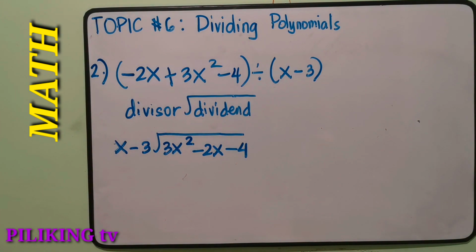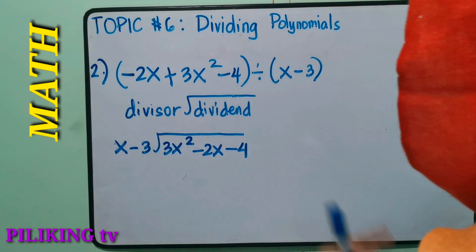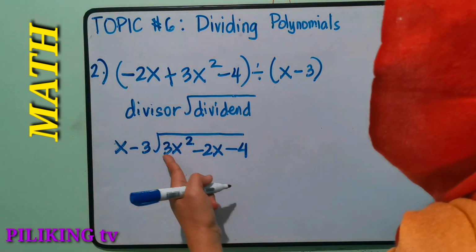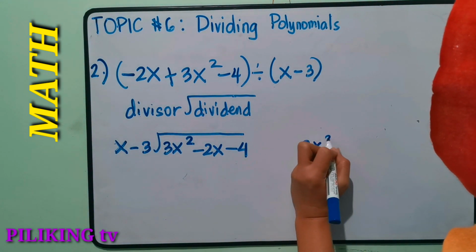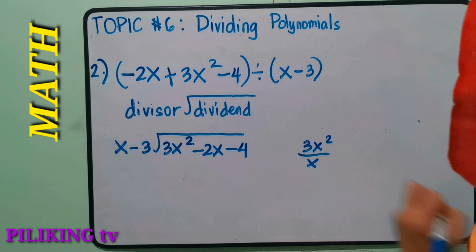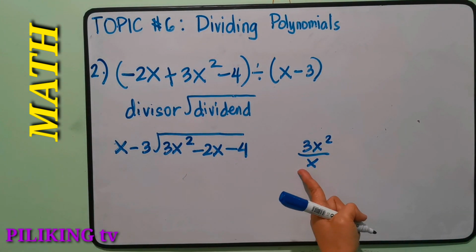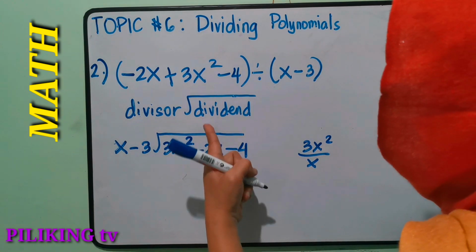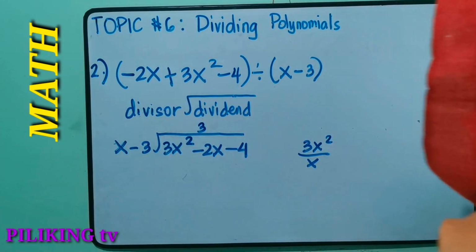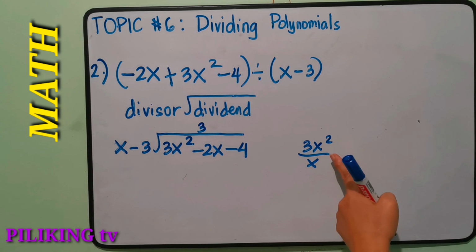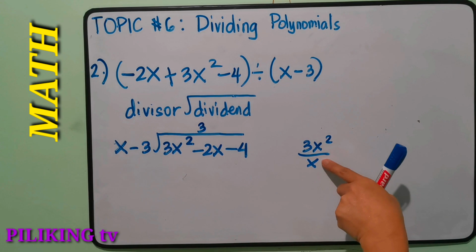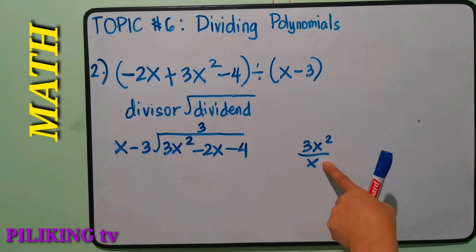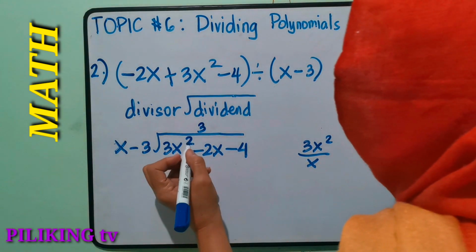Now, step 2, divide the first term of the dividend by the first term of the divisor. So 3x squared divided by x. You divide 3 by 1, so therefore that is 3. So you write it here. Then apply the law of exponent. x squared divided by x, so you subtract. It is understood to be 1 if you don't see any exponent. So 2 minus 1 is 1. So therefore the quotient is 3x.